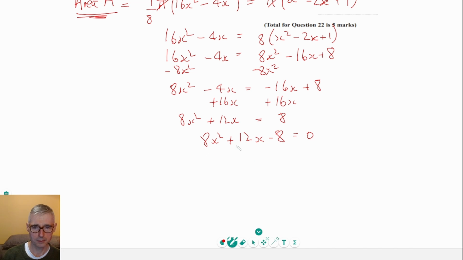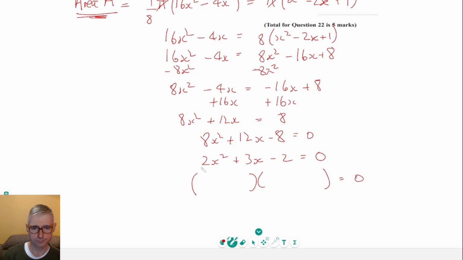So it's in the right form now, equal to 0. But I can simplify it a stage further. Because everything is a multiple of 4, I can just divide everything by 4. So that will give me 2x squared, 8 divided by 4 is 2, plus 3x minus 2 equals 0. And we need to try and put this into 2 brackets now to try and solve it. We could use the quadratic formula, and that would be another alternative. But I'm going to put this into 2 brackets, and obviously still equal to 0.